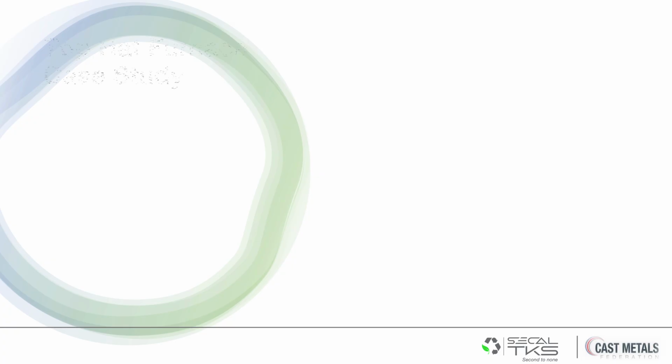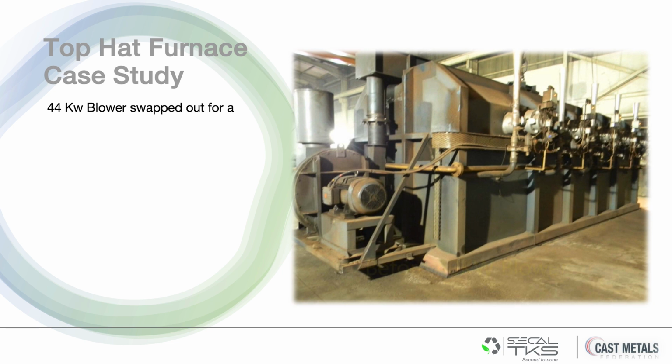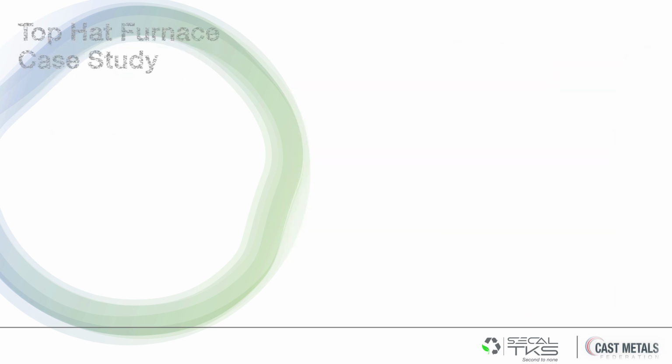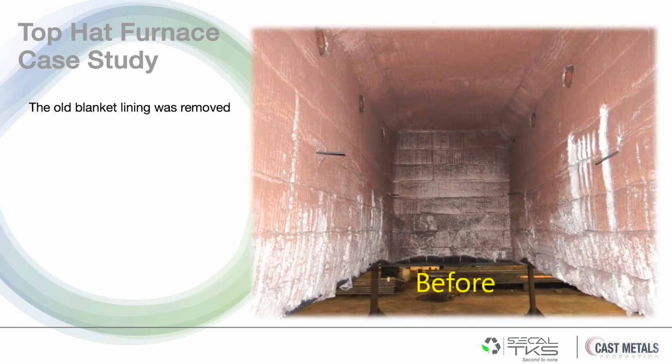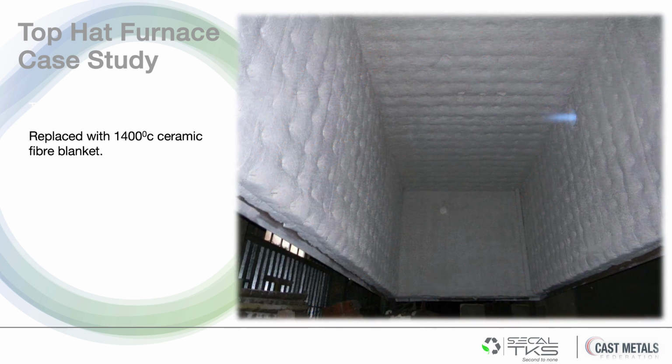With that, we also ended up taking off a 44 kilowatt blower, obviously because we've got rid of 10 units, and put a 22 kilowatt blower on, which basically reduced the electrical energy by 50%. The unit itself, the old refractory lining was taken out, the old blanket lining, and a new fibre 1400C ceramic fibre blanket was installed. And you can actually see there the emitters functioning.